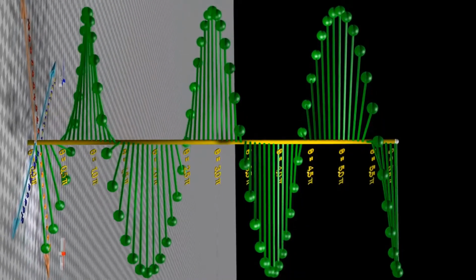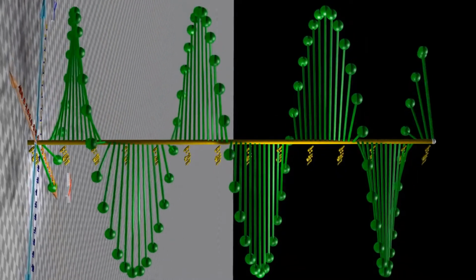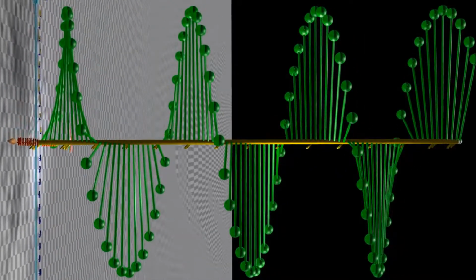Now we're rotating to the imaginary 2D plane. You can see the real has almost disappeared. The imaginary axis is now blue on the vertical. Time is still on the horizontal. And our waveform looks like a perfect sine wave.